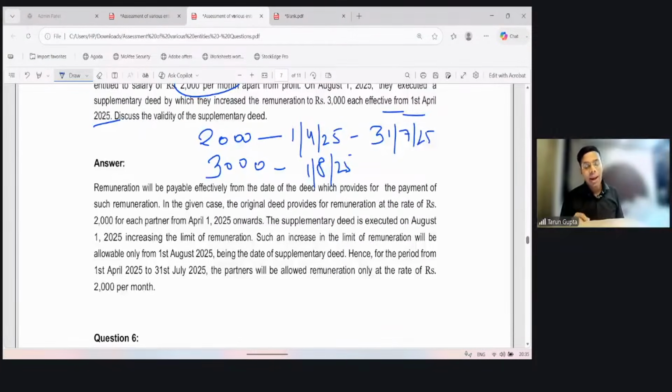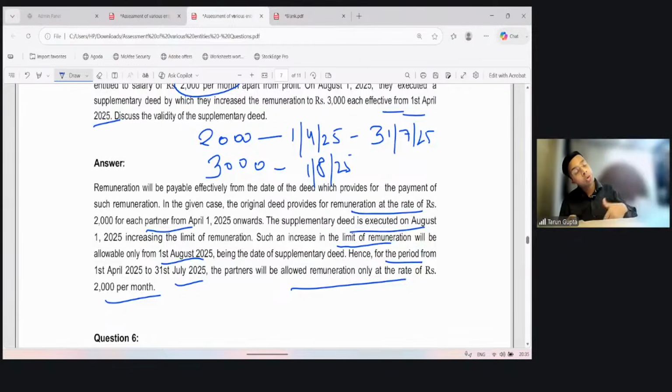So it says remuneration will be payable effectively from the date of the deed which provides for payment of such remuneration. In the given case, the original deed provides for remuneration at the rate of rupees 2,000 for each partner from April 1, 2025 onwards. The supplementary deed executed on August 1, 2025, increases the limit of remuneration. Such an increased limit will be allowable only from the date of the supplementary deed, that is 1st August 2025. And for the period from 1st April to 31st July, the partner will be allowed remuneration only to the extent of 2,000. And this is also subject to the limit of section 40B. Okay?